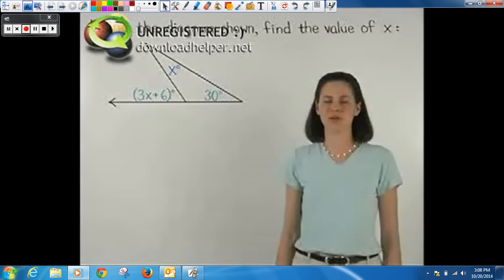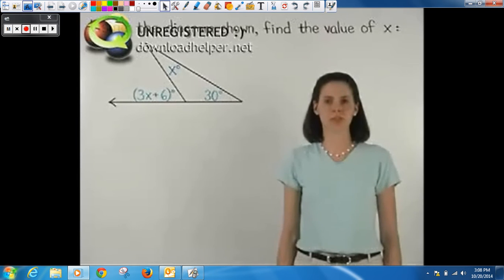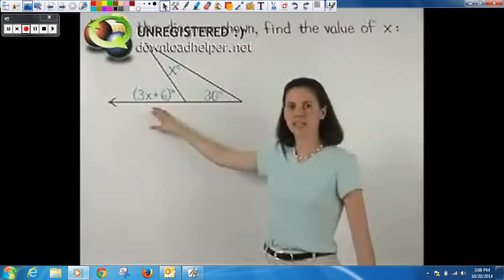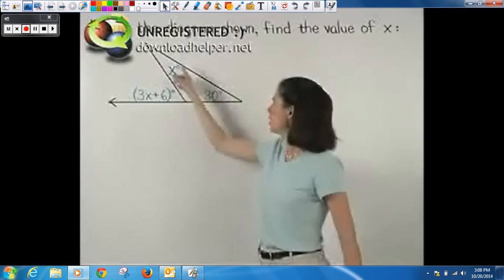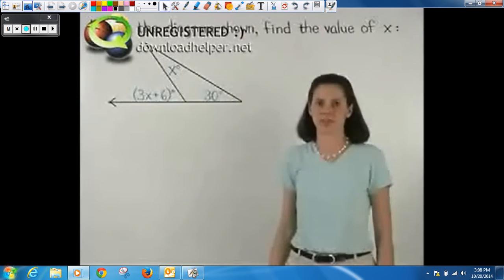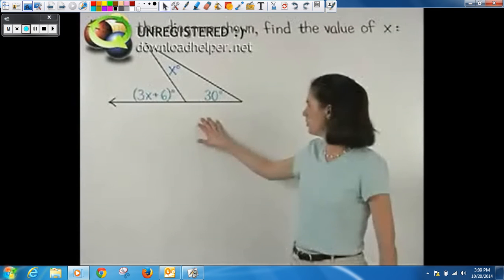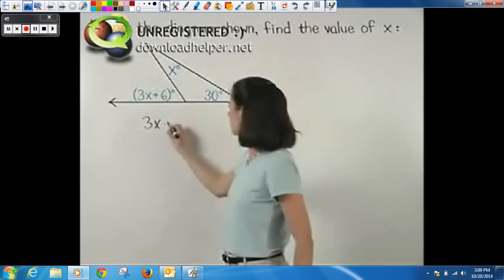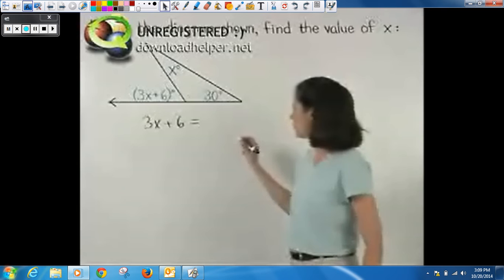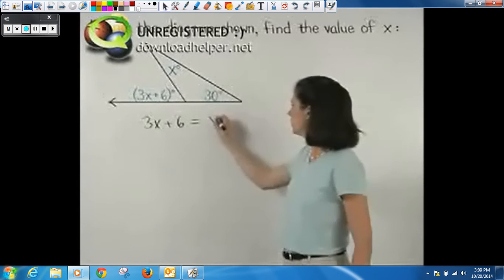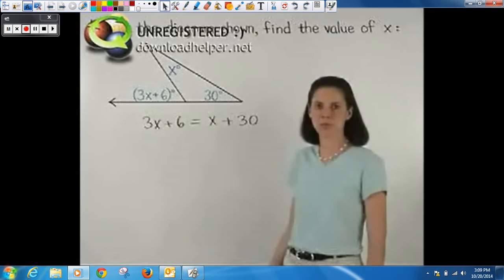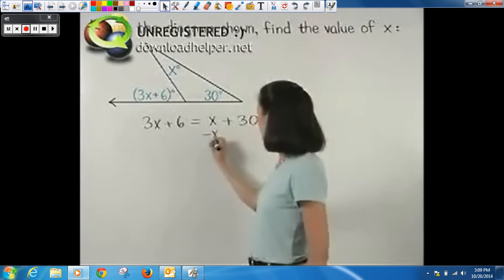To find the value of x in this problem, we use the exterior angle theorem, which states that the measure of the exterior angle of a triangle equals the sum of the measures of the remote interior angles. So in the diagram shown, the exterior angle, 3x plus 6, equals the sum of the remote interior angles, x plus 30.